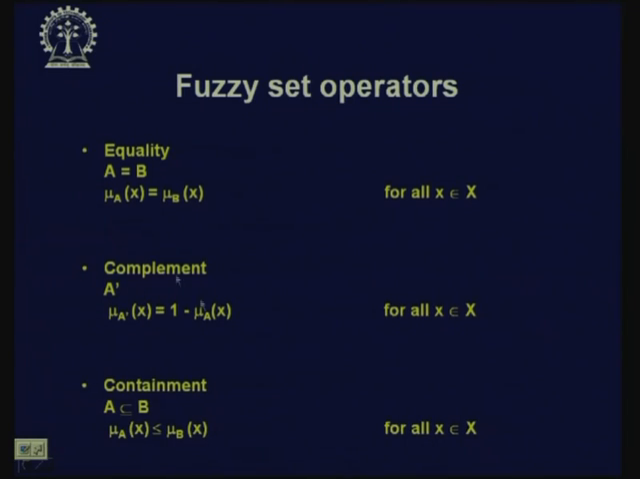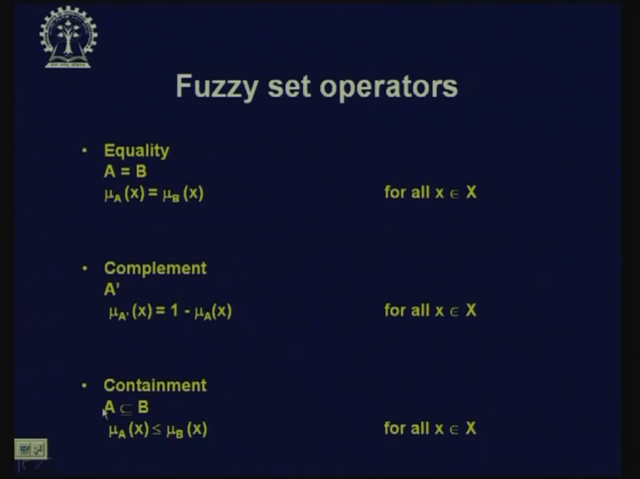Other thing is complement. In normal set and fuzzy set it is the same. The complement of a fuzzy set A is denoted as A prime or A complement. Membership of X in A complement is 1 minus the membership of X in A, and that is for all X.